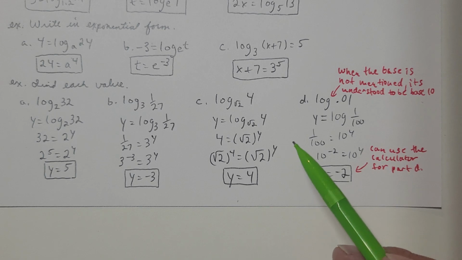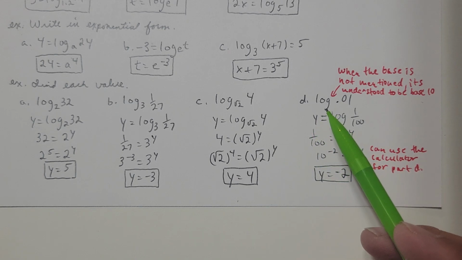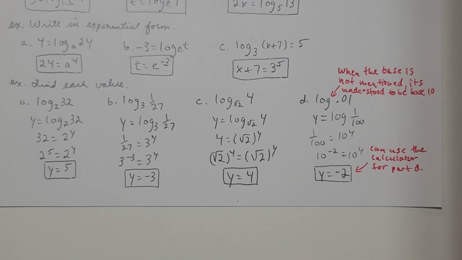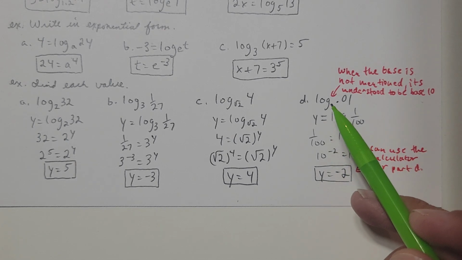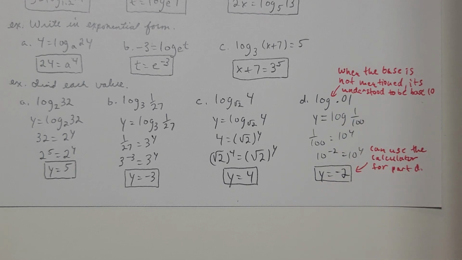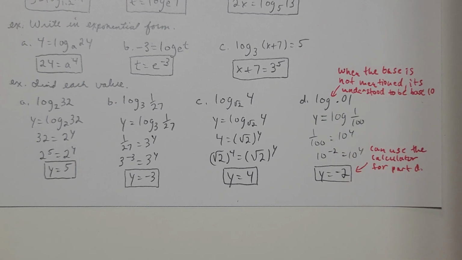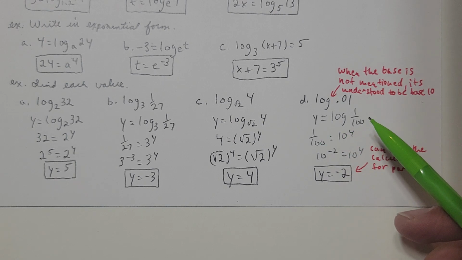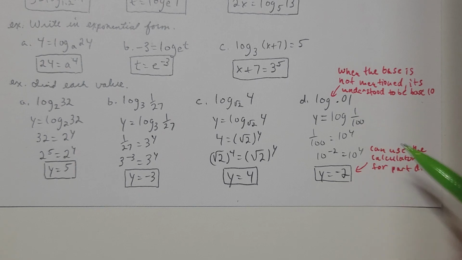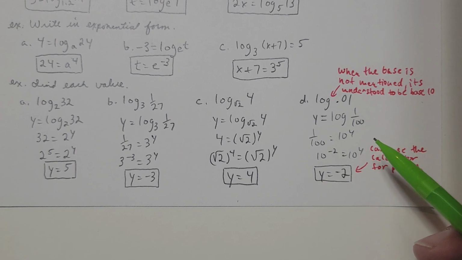Part D, I have log of 0.01. There's no base here. When there's no base written, it's understood to be base 10. You can write the base 10 if you want or not, it doesn't matter. Just know that you have base 10. So we need to know log of 0.01. Let's call that y. 0.01 is the same as 1 over 100, so y equals log of 1 over 100.